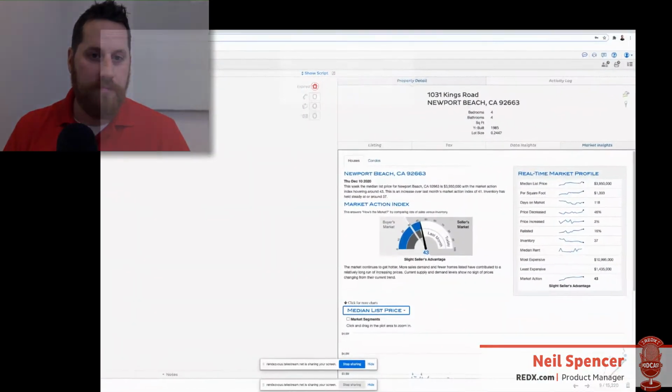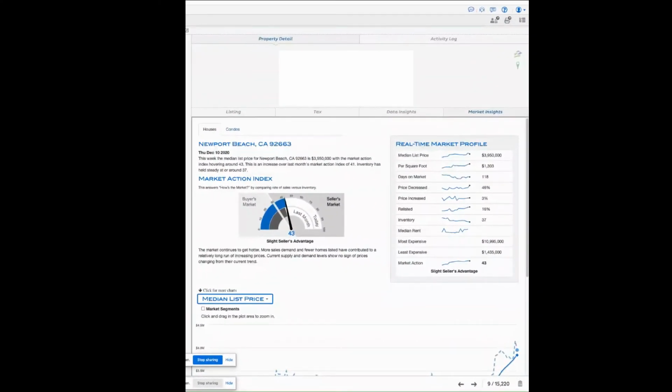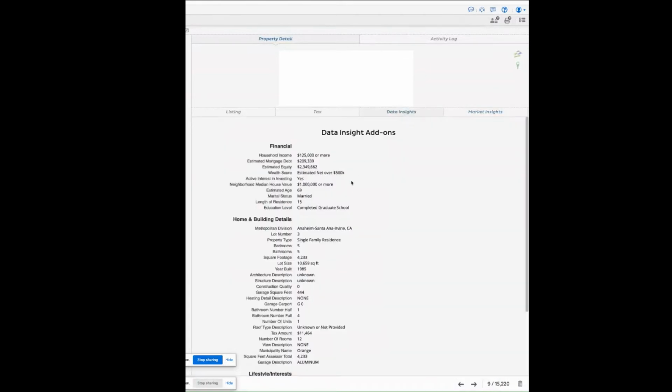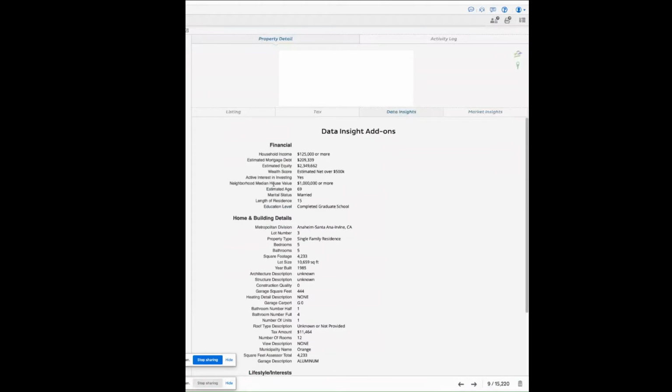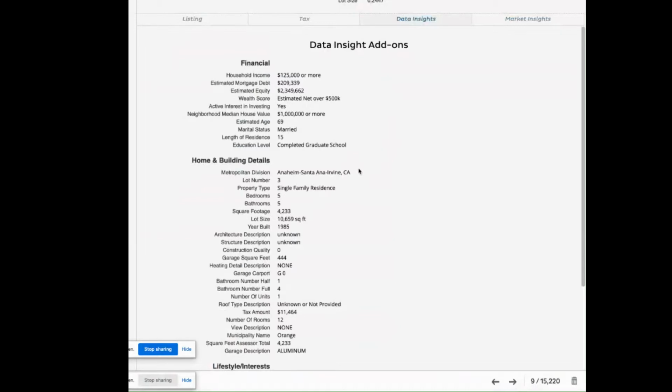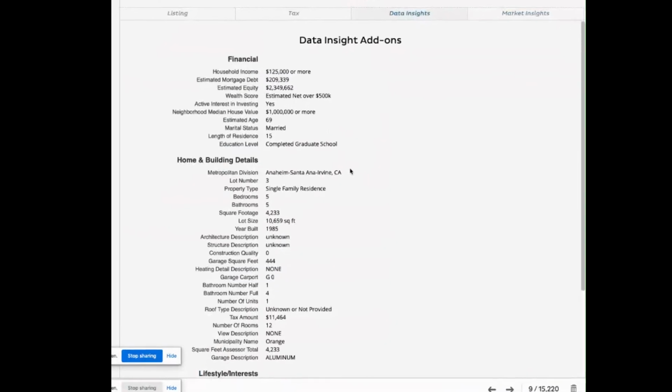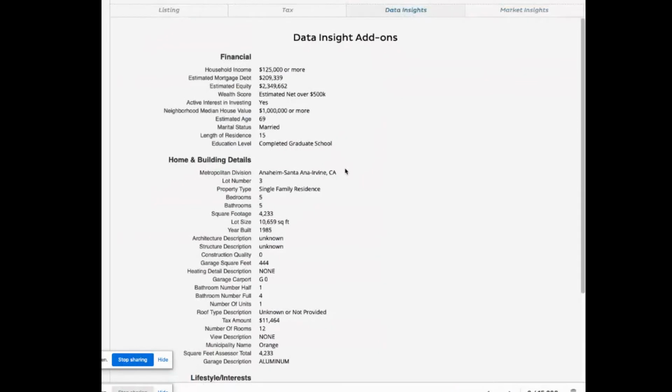This is a lead that we have in our system. The data has been anonymized, except for we have the listing information here that shows up. But when you click on the data insights, you're able to see here is the information around a financial package. Yeah, so around this lead, we're able to find household income, estimated mortgage debt, estimated equity, a wealth score, if they have interest in investing or not, and that is, are they owning multiple properties, an estimated age, marital status, length of residence, and an education level to help you understand, this is perfect on helping to understand how you talk to somebody.